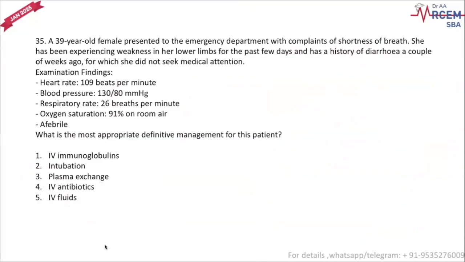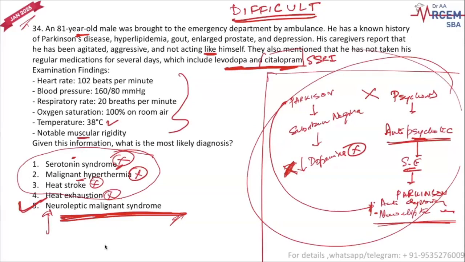The differentiating factors between serotonin syndrome and neuroleptic malignant syndrome we will be learning in our psychiatric chapter. Here you can easily differentiate because he has not taken any serotonergic drugs. They should be taking some serotonergic drugs, like citalopram, but he has not taken his regular medications at all. So it cannot be serotonin syndrome. That's how I have ruled it out. There are differentiating factors which we'll be learning in the psychiatric chapter.